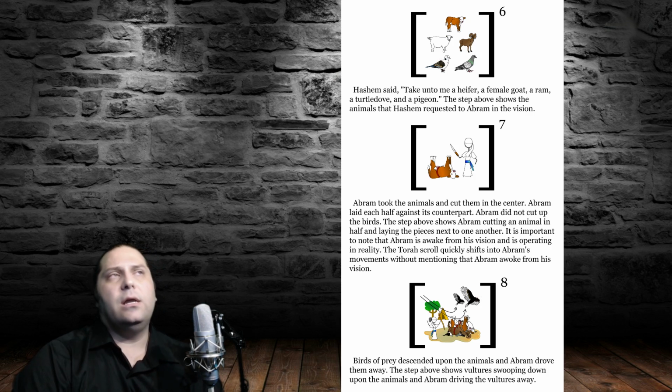Step 6. Hashem said, "Take unto me a heifer, a female goat, a ram, a turtle dove, and a pigeon." The step above shows the animals that Hashem requested of Abram in the vision.